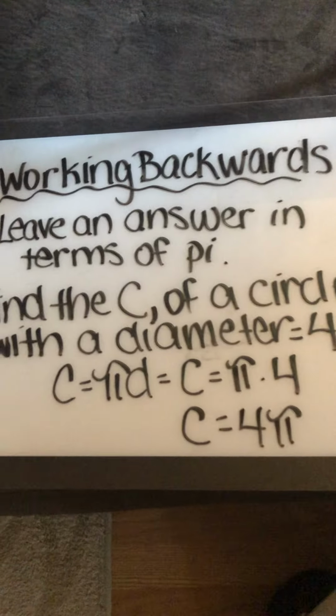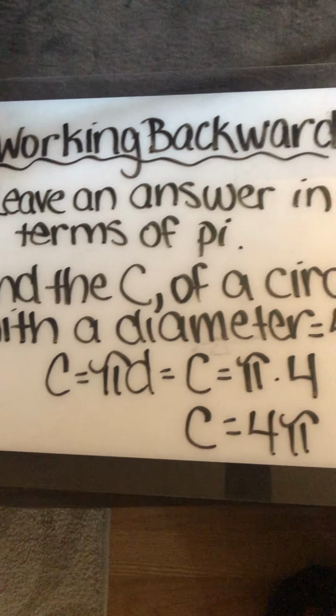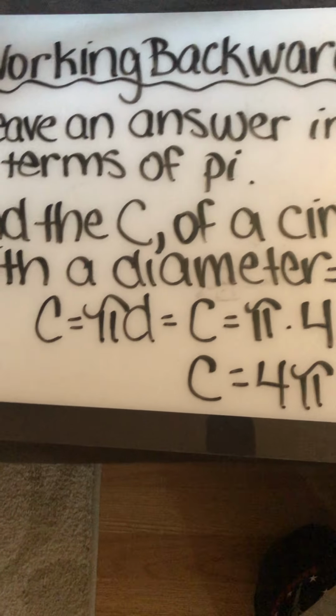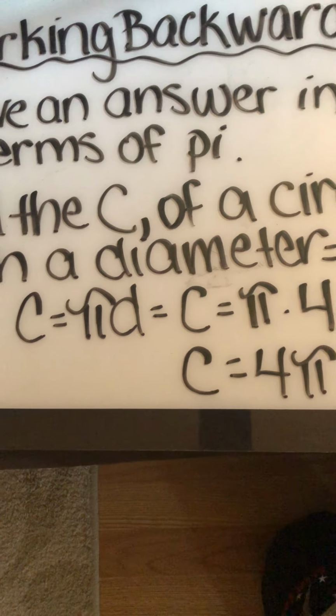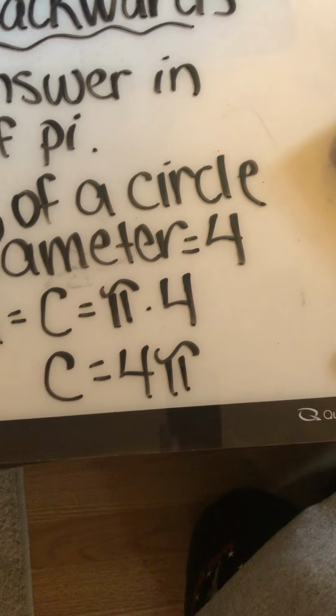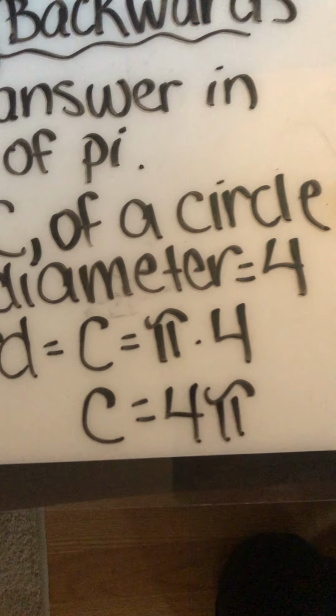So it said leave your answer in terms of pi, find the circumference of a circle with a diameter of 4. So if we look at the circumference formula that has diameter in it, it's C equals pi times d. So it would be C equals pi times 4, and we just rewrite it as C equals 4 pi.